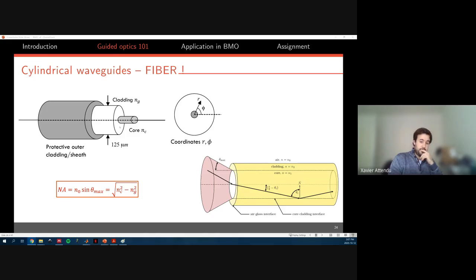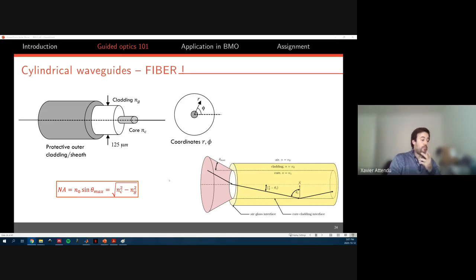Now, in fibers, one of the terms that is hugely important, which comes back all the time, is something called the numerical aperture. The numerical aperture describes the acceptance cone of the fiber, meaning which light can be accepted and will be guided by the fiber. Its equation is written here. It's N0, where N0 is the index of the external medium, so not the fiber itself.